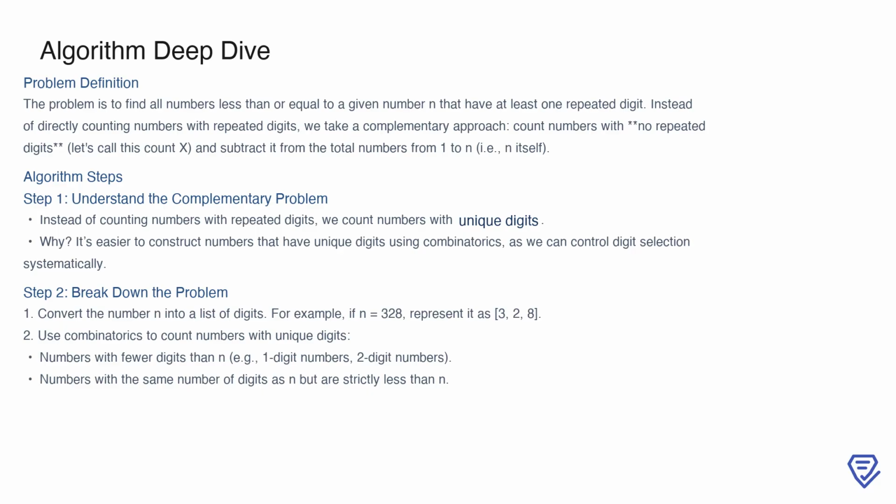To do this, the first step is to understand the complementary problem. By focusing on numbers with unique digits, we can use systematic digit selection with combinatorics to count them efficiently. Next, we break the problem into manageable parts. First, we convert the given number n into a list of its digits. For example, if n equals 328, we represent it as 3, 2, 8. Then, we need to calculate two things: the count of numbers with unique digits that have fewer digits than n, and the count of numbers with the same number of digits as n but are strictly less than n. This sets the stage for leveraging permutations and a digit-by-digit approach to solve the problem step by step.